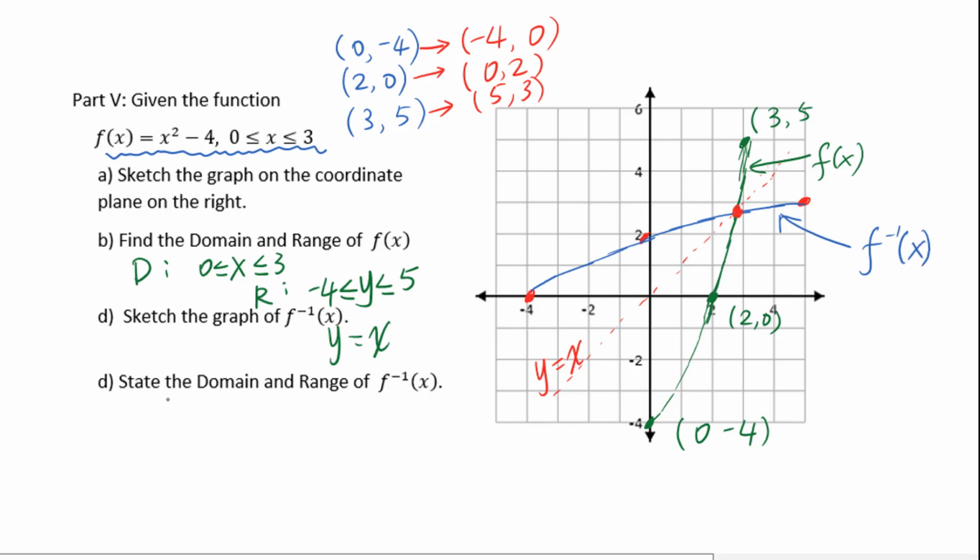Now look at the D. State the domain and range of inverse of f of x. We just need to switch the domain and range of f of x. So for the domain, you will get x greater than or equal to -4, less than or equal to 5. And the range we will get from here. It will be y greater than or equal to 0, less than or equal to 3.